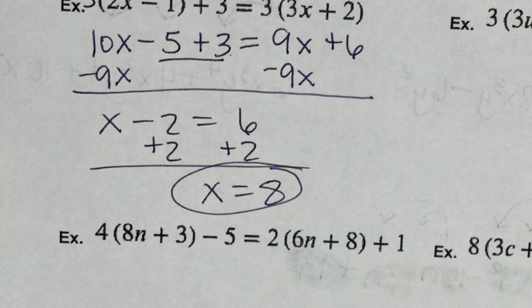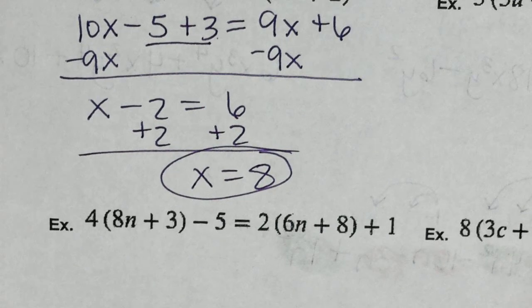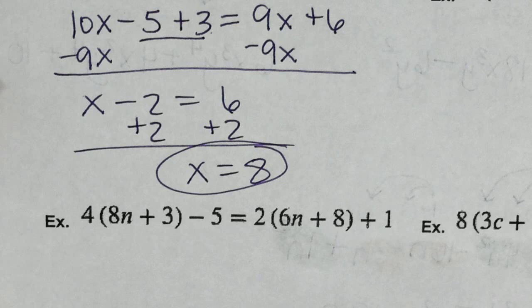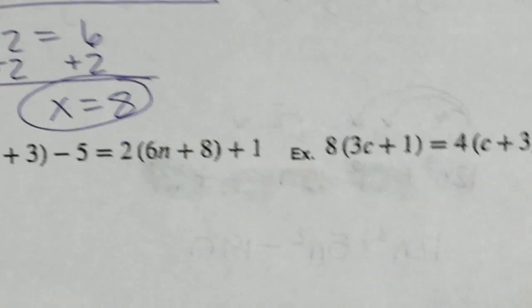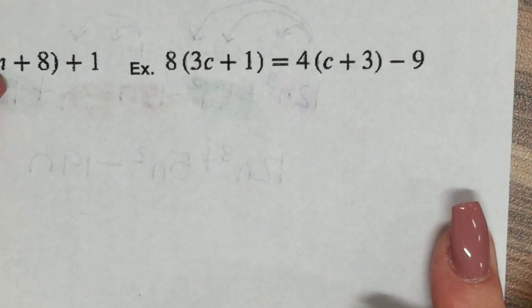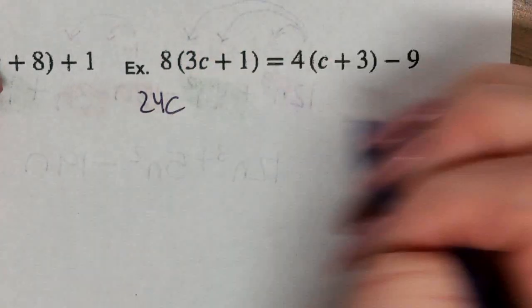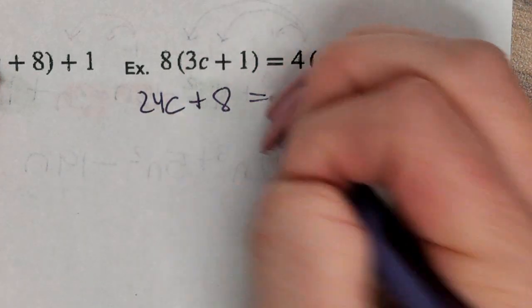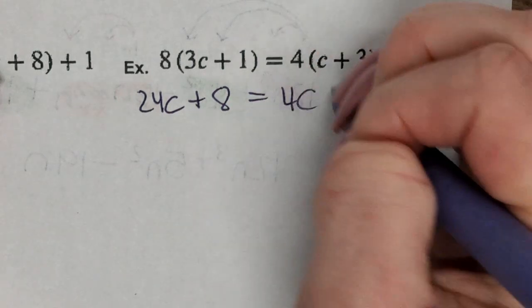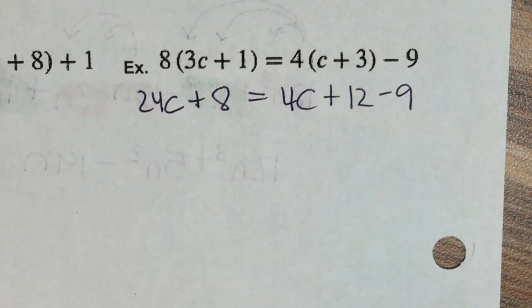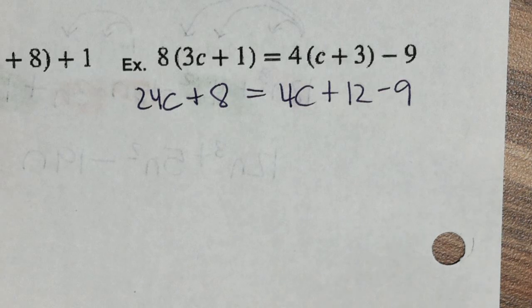We're not going to do all these. Let's just do one more. Let's do the bottom right one. Y'all should be really good at these. All right, so 8 times 3 is 24c, plus 8 times 1 is 8. Y'all want to do it on your own and just check it with mine? Yeah. Okay.